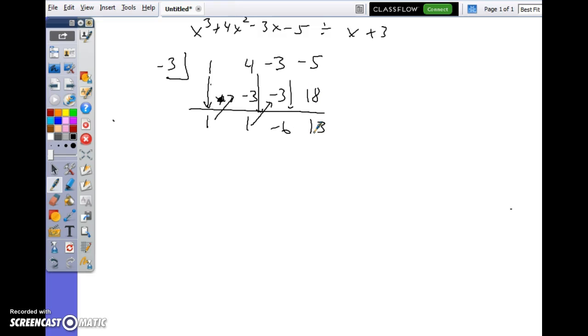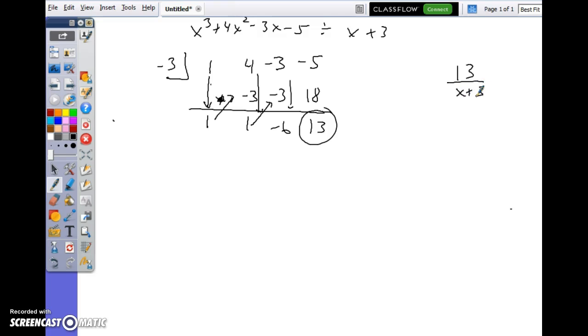Now, first things first, did this give me the right answer? Yes. How do I know that? It's over there. We did the problem before. The last thing is always going to be the remainder. By the way, if it's 0, that means you have a factor. That's going to be an important one. It's not a 0, so I'm simply going to write this as 13 over x plus 3.